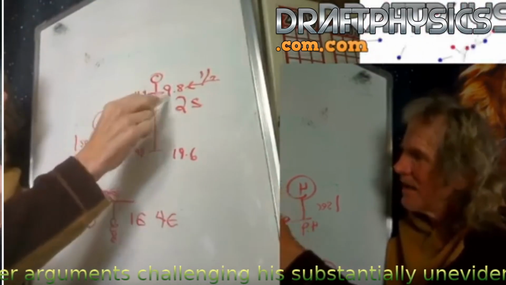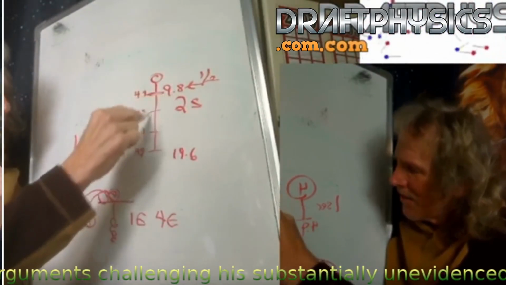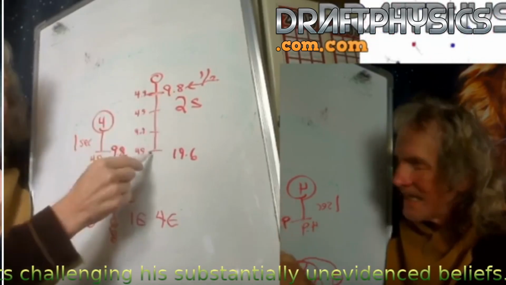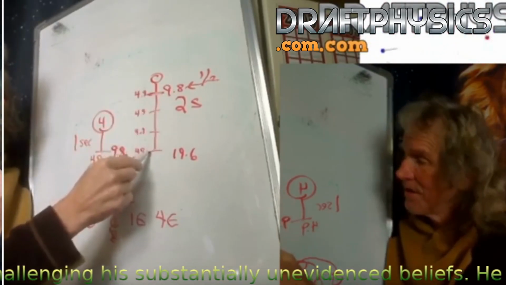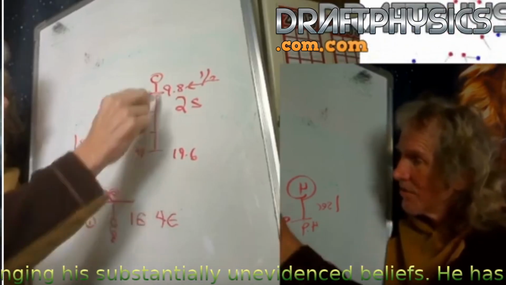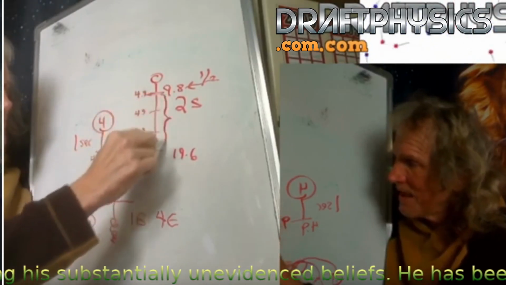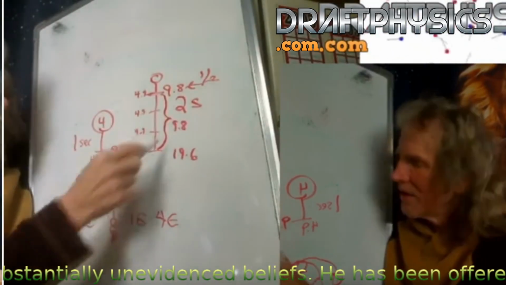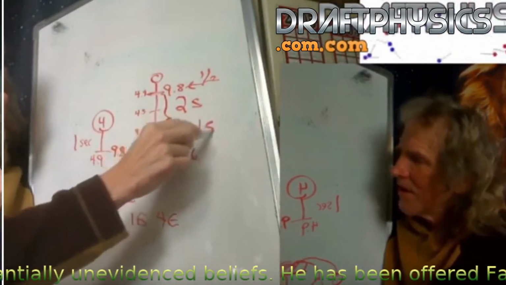In this 4.9, it got 9.8. And in this whole giant, what is that, 15? In this whole 15 meters, it only gained 9.8. That's all it gained, 9.8. 15 meters for 9.8.